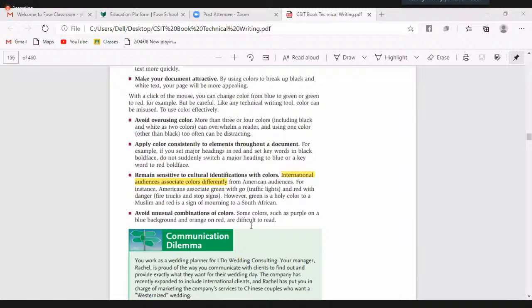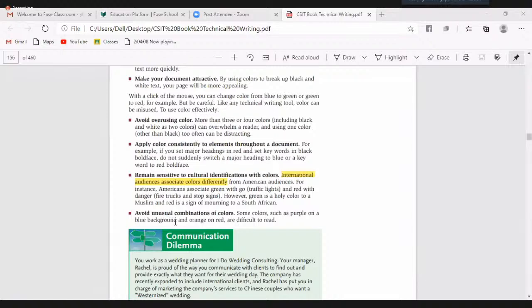Now, suppose you have prepared a technical document, right? And you have written that document for a targeted group. Then you must know to which culture that group belongs, and in that particular culture, how the colors play their role. You must have the knowledge of this, and then you use colors. Only then will your readers be impressed and read your document, right?